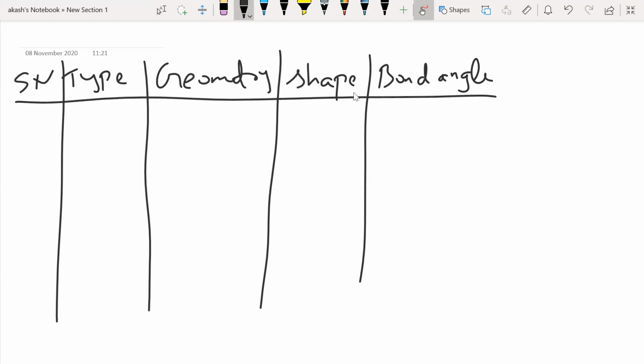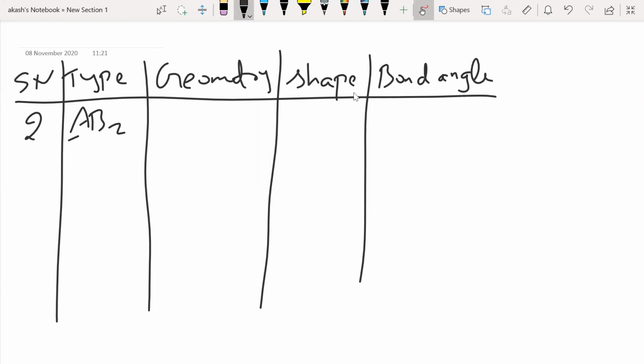Okay, fine. So the least steric number we can have is 2. In steric number 2, there is only one type, and the type of molecule can be AB2. See, AB2: A is the central atom, B is the bonding atom. Just now we saw the geometry and the shape. Let me tell you the difference between geometry and shape. I told you geometry and shape are going to be the same when I have no lone pairs. But when I have a lone pair, the geometry and shape are going to be different, right?